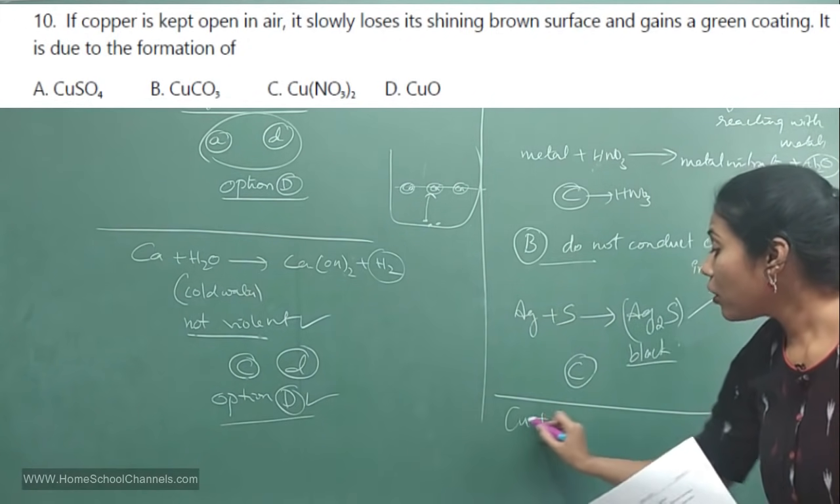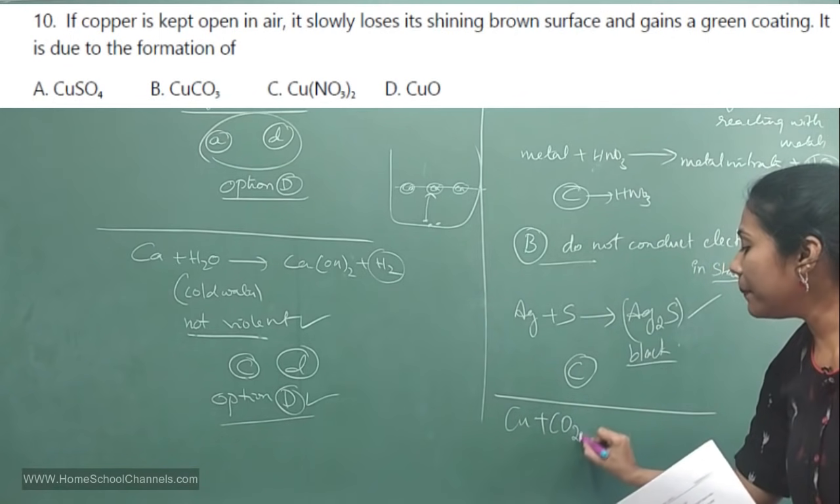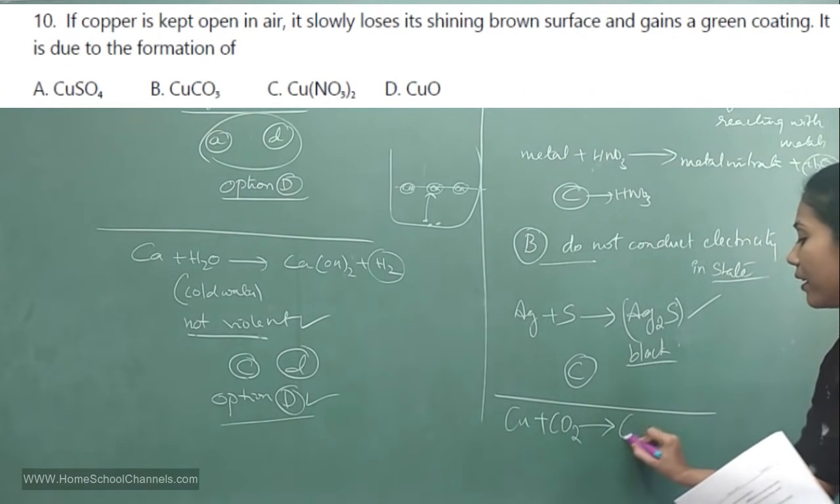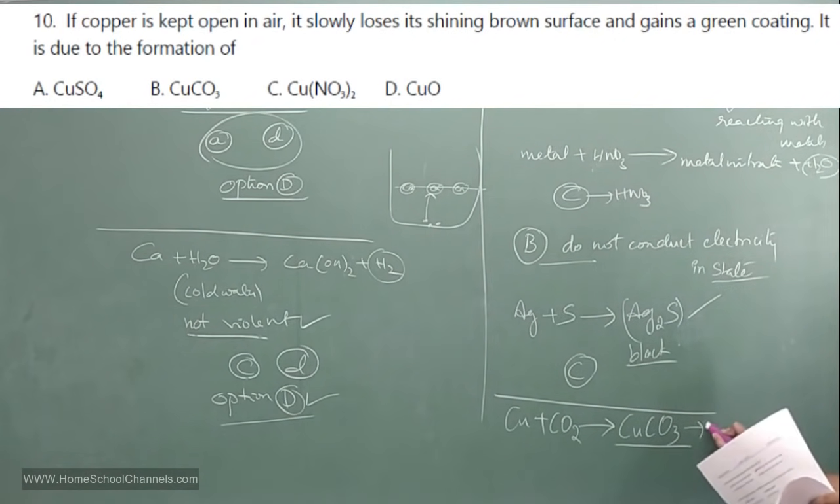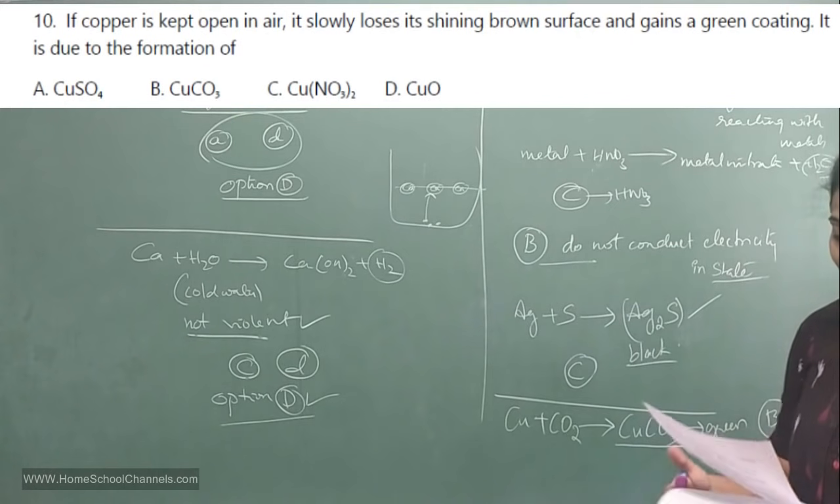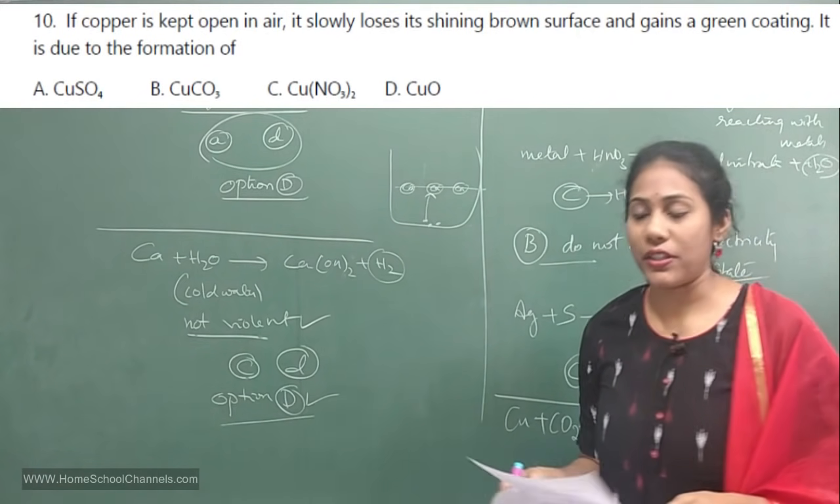It's because copper reacts with carbon dioxide in the atmosphere, and that copper gets converted into copper carbonate, and this is green in color, right? So which is the option? Option B is the correct answer, right? And now let us go for the 11th question.